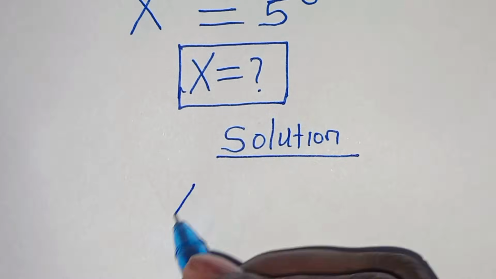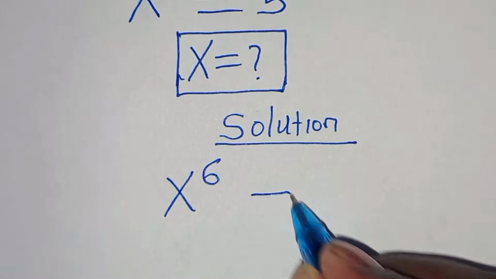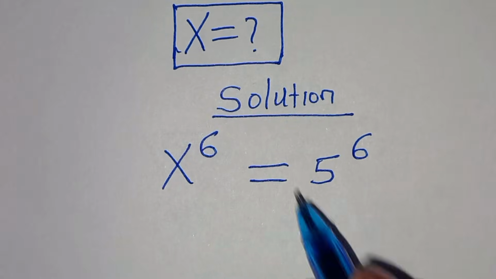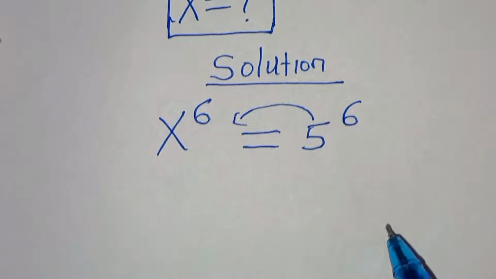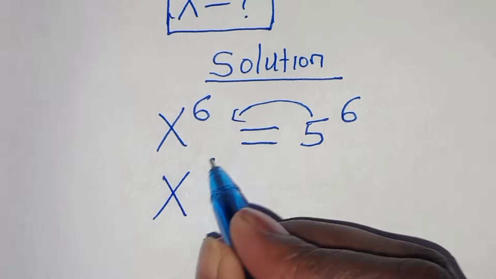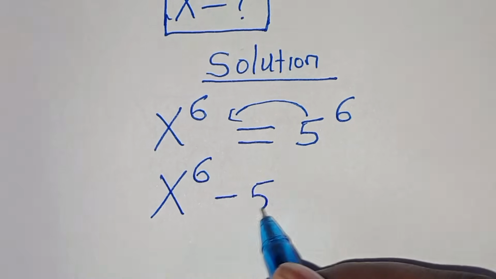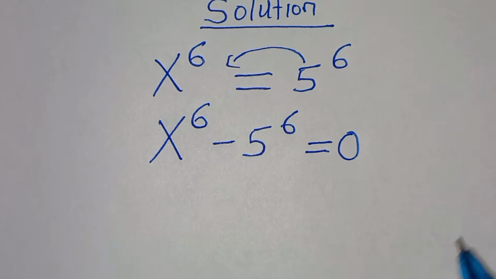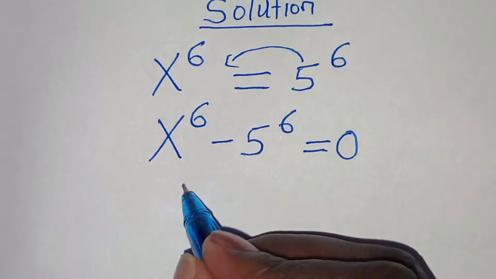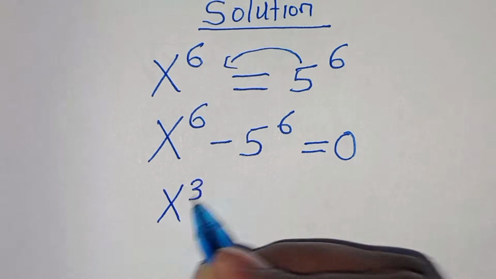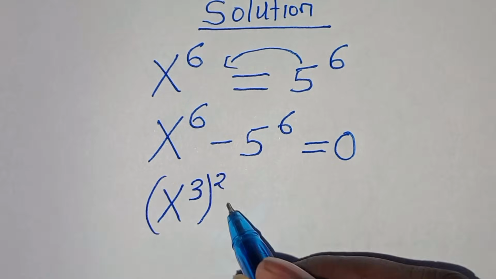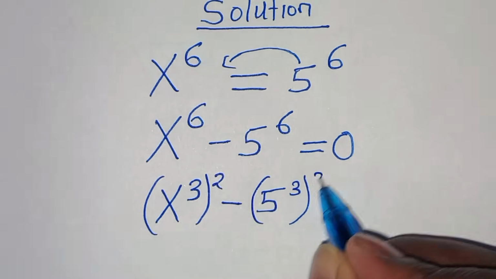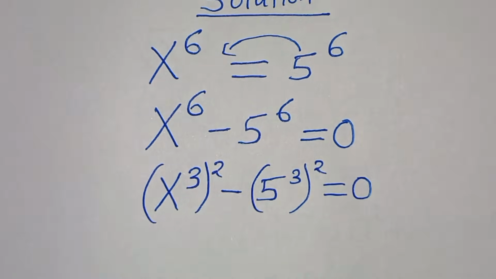So we have x to the power of 6 equal to 5 to the power of 6. The first step is to take 5 to the power of 6 to the left hand side, so that we have x to the power of 6 minus 5 to the power of 6 equal to 0. We can express x to the power of 6 as x to the power of 3 raised to the power of 2, minus 5 to the power of 6, which is 5 to the power of 3 raised to the power of 2, equal to 0.